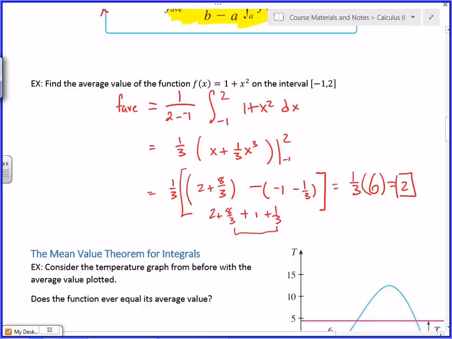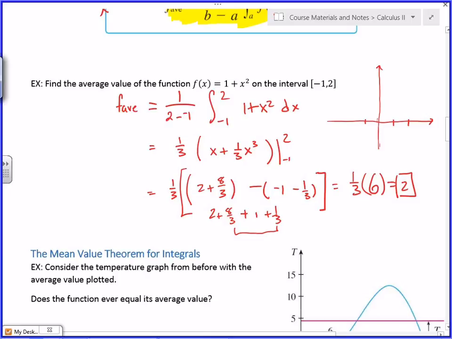The average value of 1 plus x squared over the interval from -1 to 2 is 2. And I'm just going to graph this thing off to the side over here to get a visual that makes sense to me. 1 plus x squared is the parabola x squared shifted up 1. In fact, if you plug in -1 and 2, you'll see where it shows up.